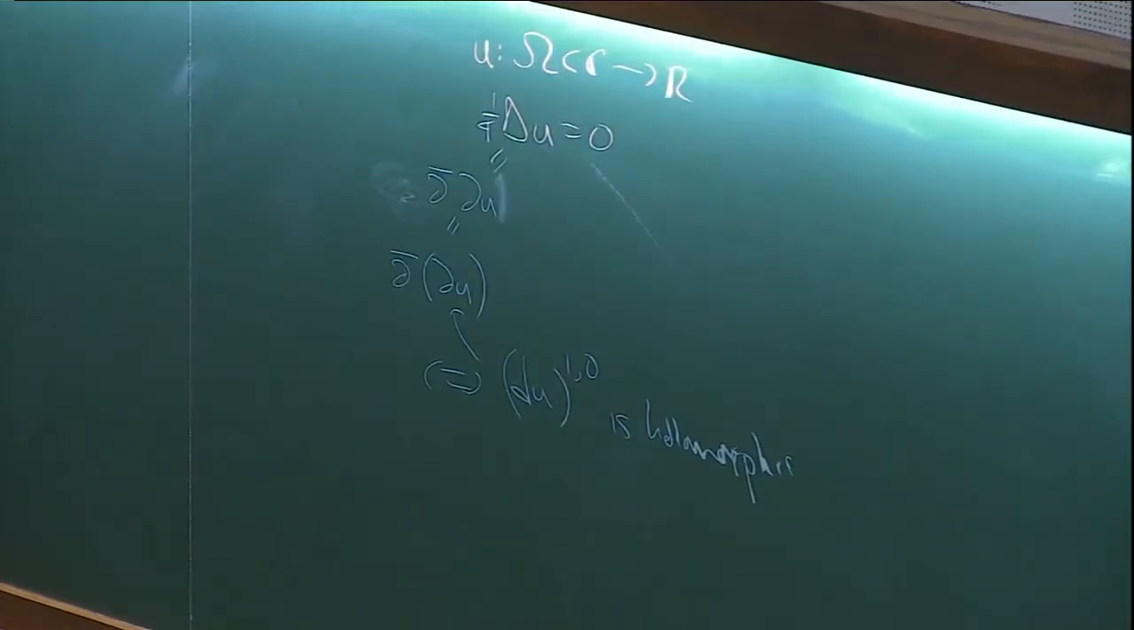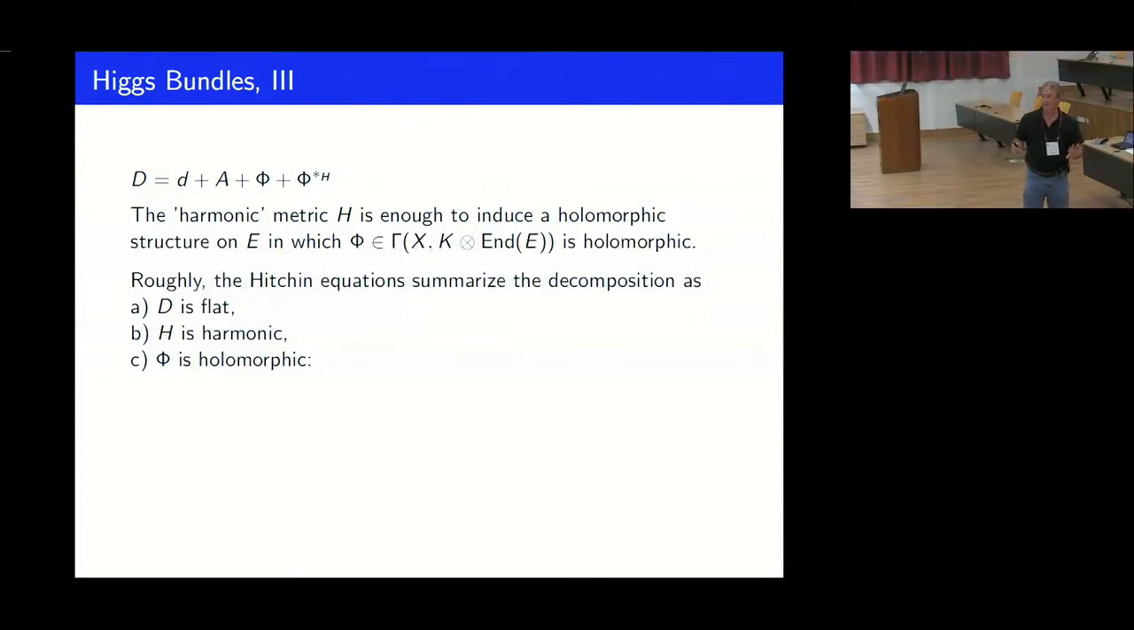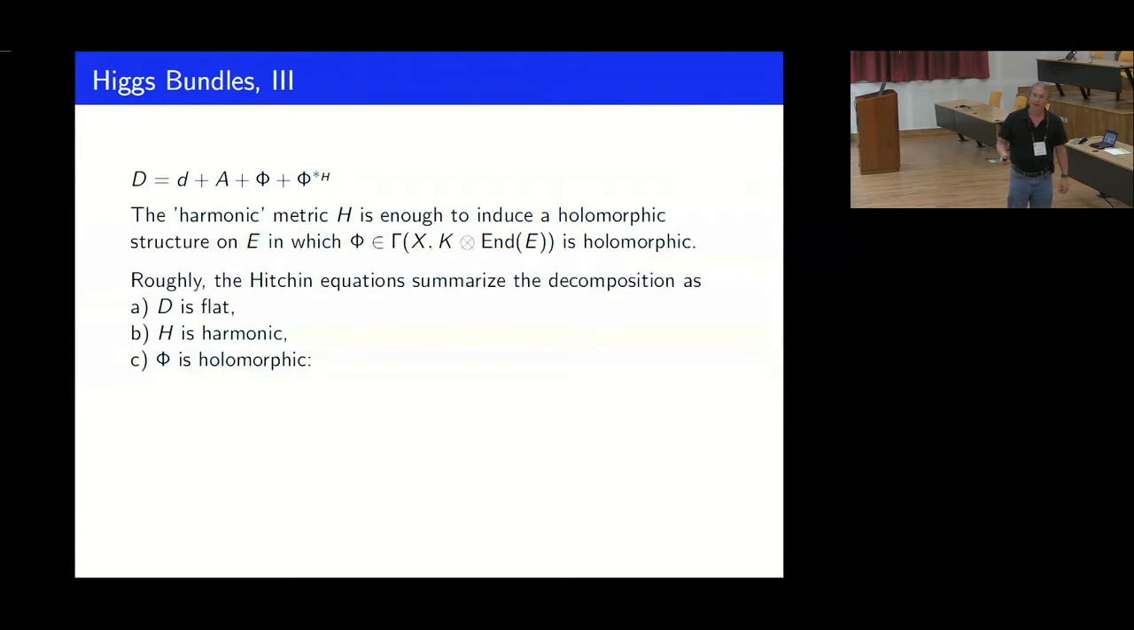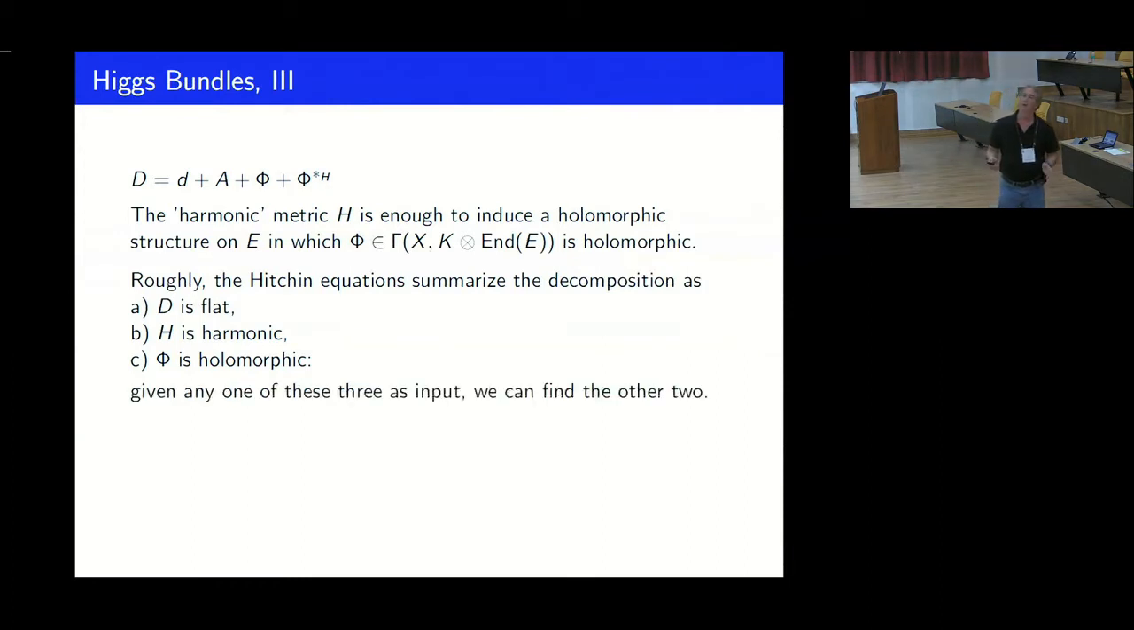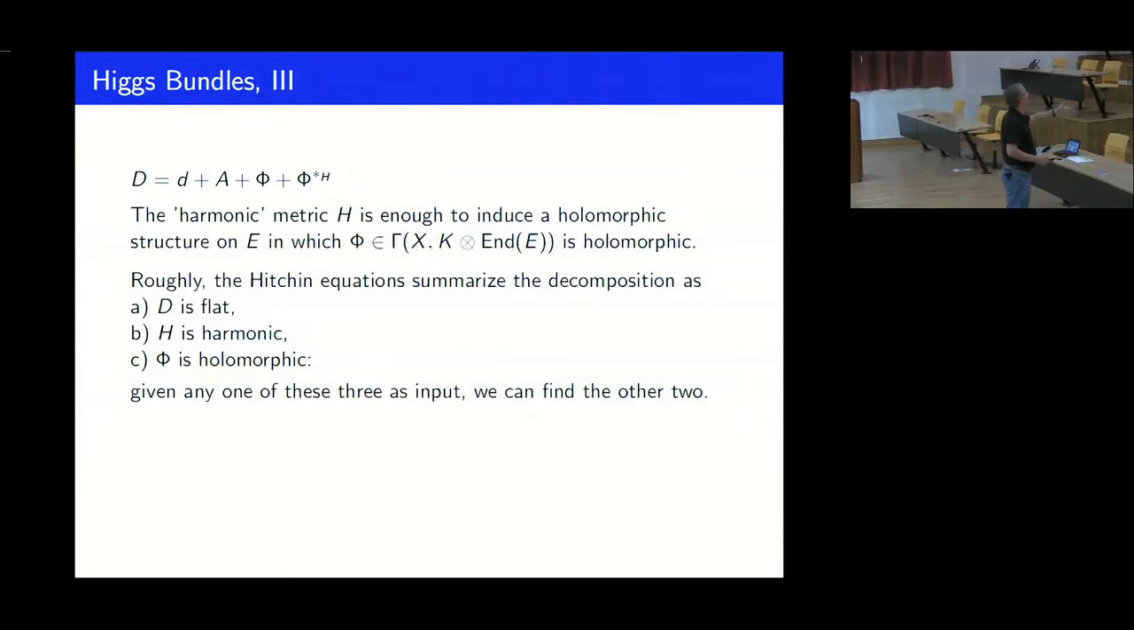Okay. Settle down. Okay. So roughly, the Hitchin equations can be summarized in the following way. D is flat. This H metric, which gave us the harmonic metric, is harmonic. And this 1-0 part of what's left over is holomorphic. And roughly, what the Hitchin equations say is that if you're given any one of these three as input, maybe with a little bit more, then you can find the other two. I'm not going to write the equations, but that's a summary of them. Sorry? On the bundle, on E.